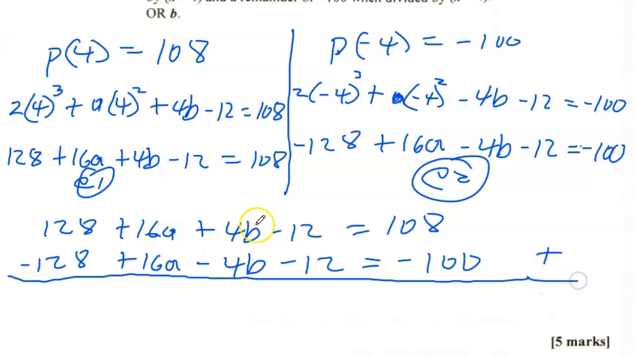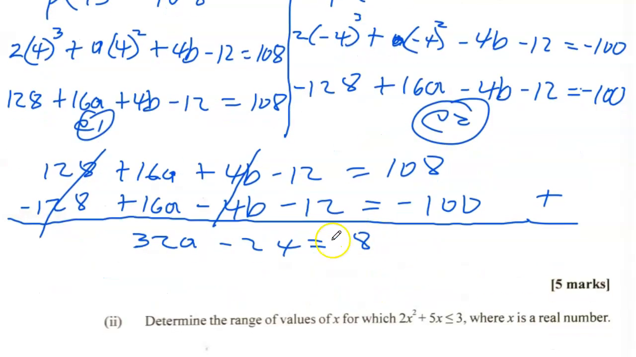So if we add the two equations, equation 1 and 2, 128 plus minus 128, we end up with 0. 16a and 16a, we end up with 32a. And 4b plus negative 4b, that's 0. And minus 12 and minus 12, that's minus 24. 108 plus minus 100, that's positive 8. So what we can do is add 24 to both sides. So we end up with 32a equal to 8 plus 24, which is 32.